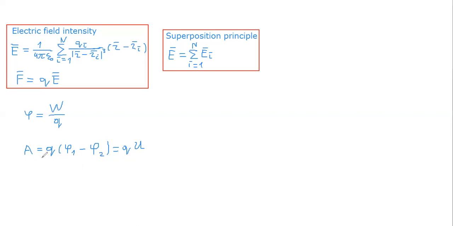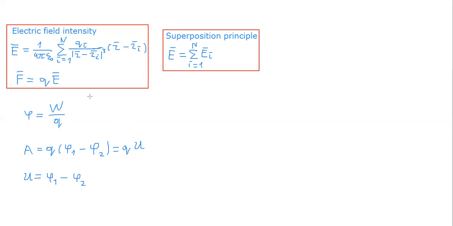So we can see that work depends only on the initial and final position, and doesn't depend on the path from the initial to the final position. Doesn't depend on the path, and it is very important and very useful. And U is the difference of potentials.